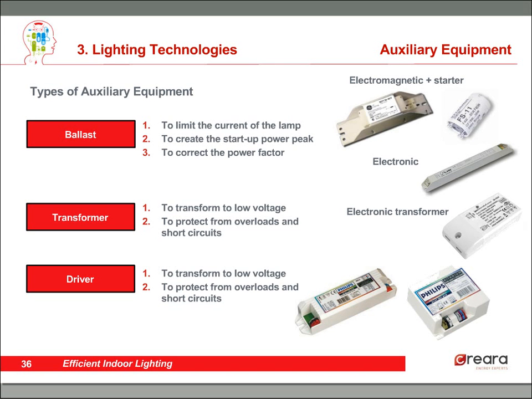Also, halogen incandescent, low tension halogen incandescent need transformers to work. The transformer transforms to low voltage and protects the lamp from overloads. Also, LEDs need transformers. In LEDs, we usually call the transformer the driver. The driver transforms to low voltage, protects the lamp from overloads, and also regulates the flux and the power of the lamp.